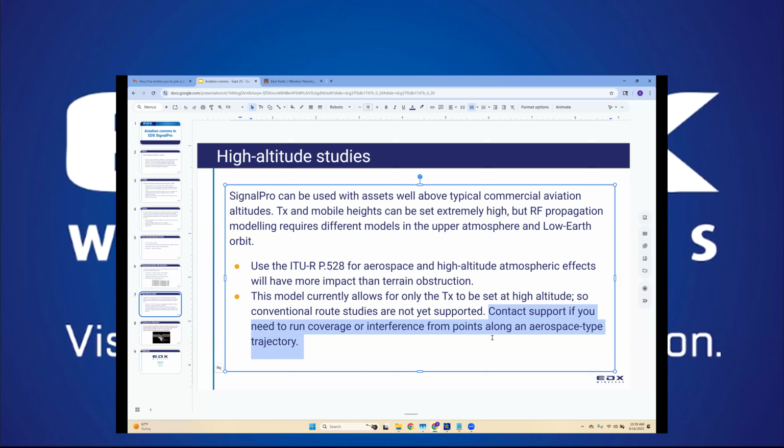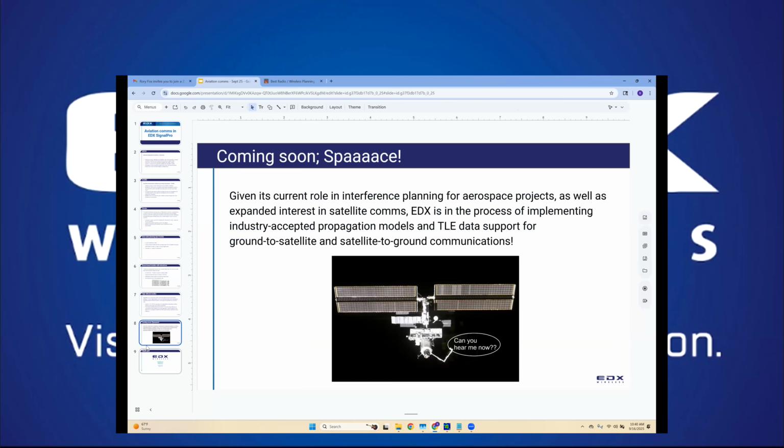If this is a use case that either you're currently looking at in the software or you might have on your horizon, the software is set up to be able to do this, and we will be expanding support for these kinds of use cases as needed. Finally, my last slide here, coming soon, space.